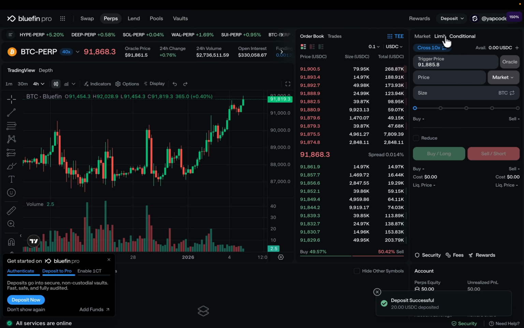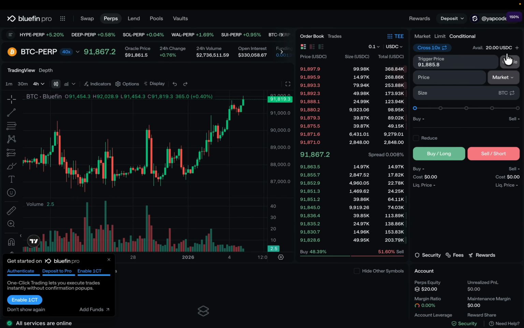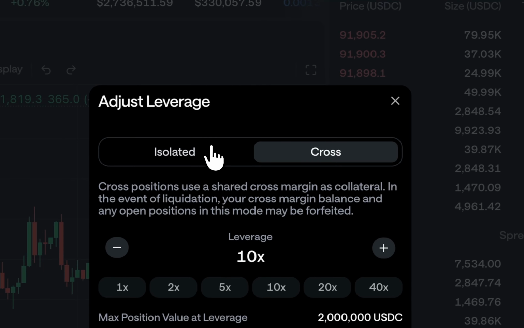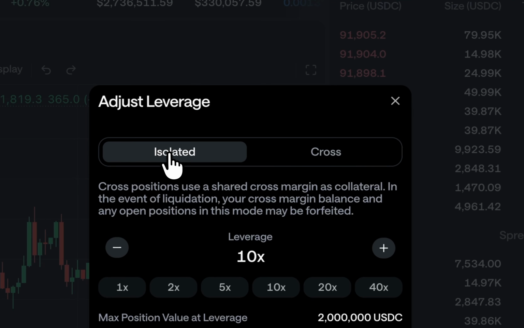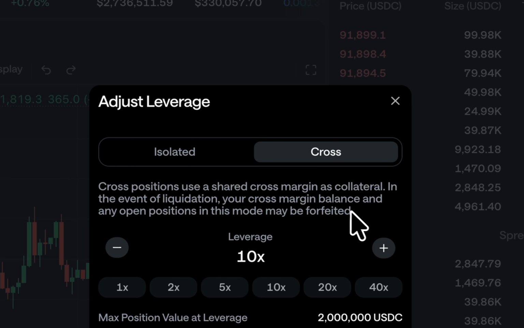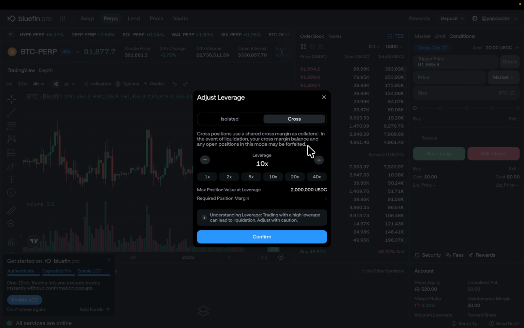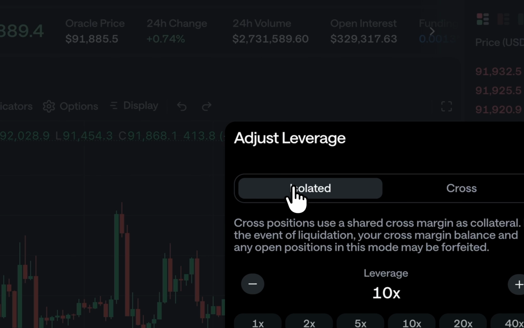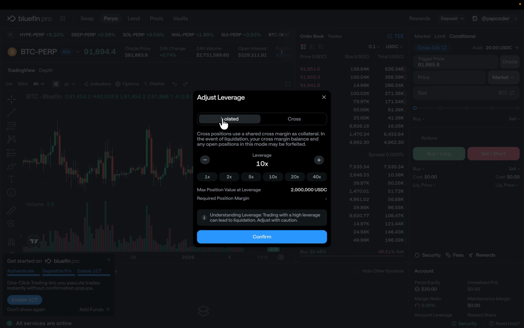One thing you'll probably come across is isolated and cross. Cross position basically means that when your collateral is totally exhausted, it will draw from something else, probably like your other balances. And isolated means that this particular amount I'm putting into this trade should be the only amount that goes into the trade. So that's the difference between isolated and cross.